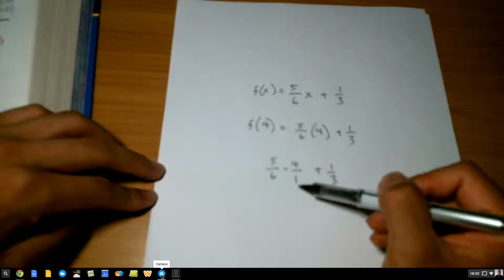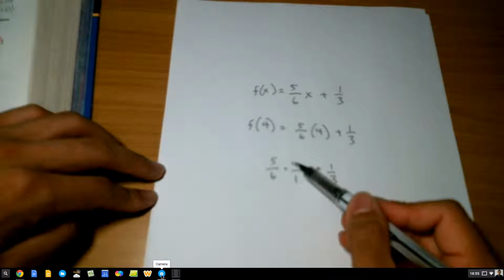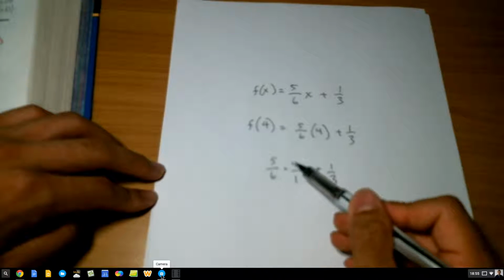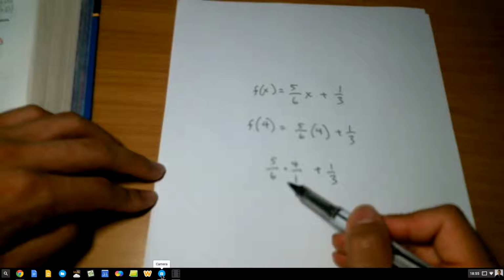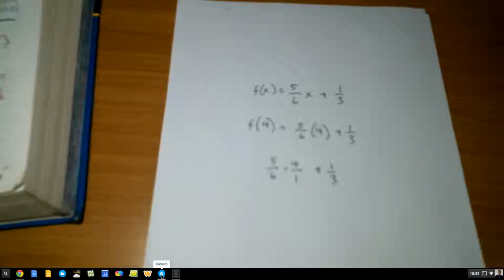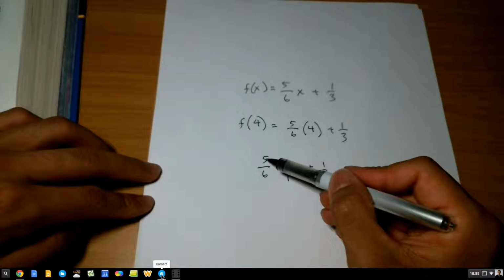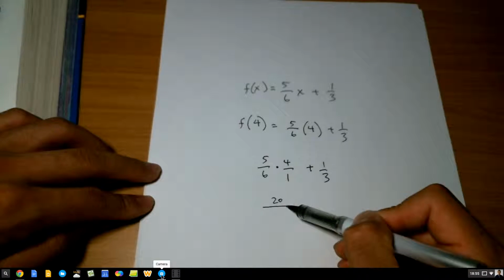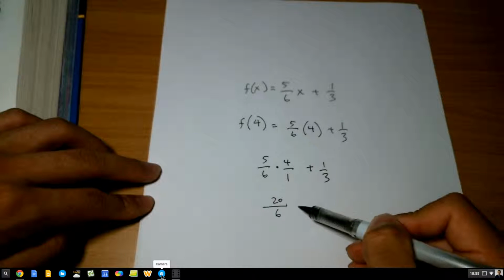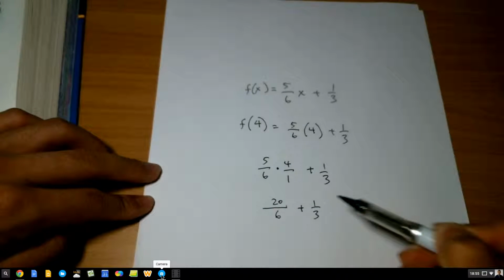And we can just multiply across. 5 times 4, 20. We could cancel at the same time too, but let's just multiply across to show how this one works. So let's see. So 5 times 4, 20 over 6 plus 1/3.